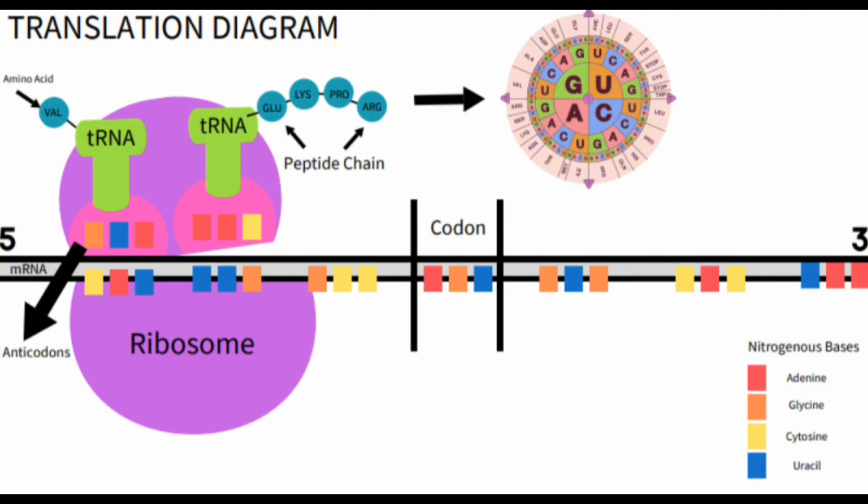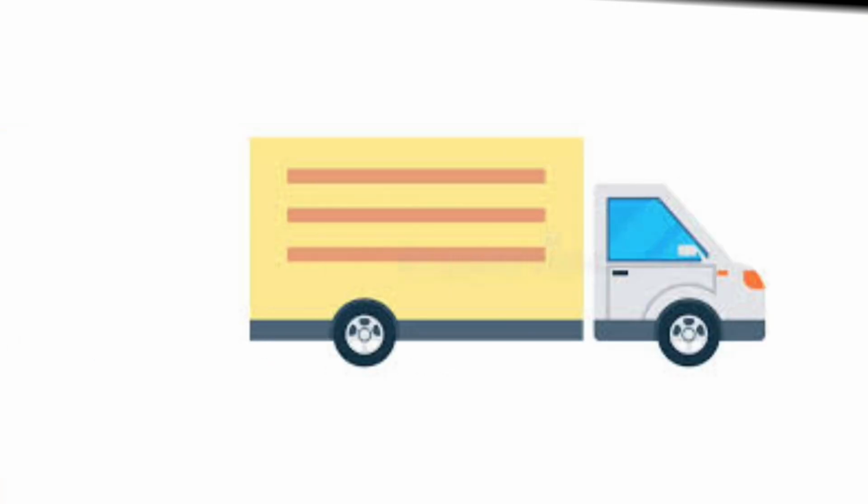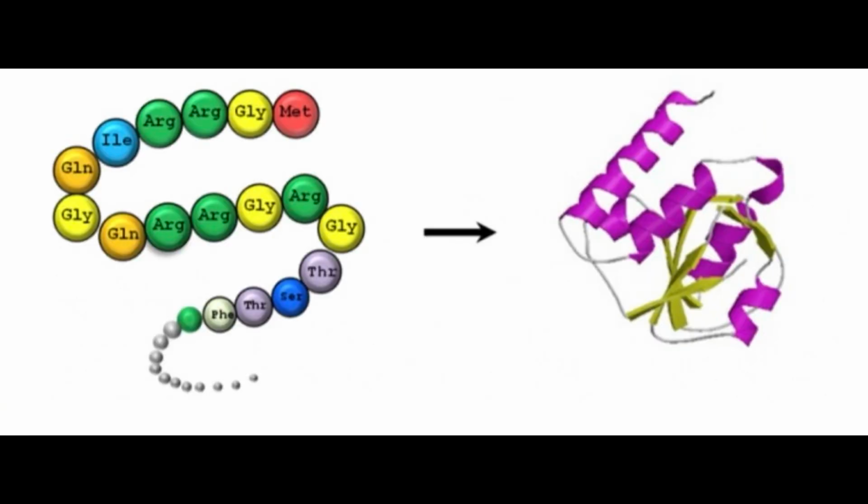But how does the ribosome know which amino acid to add? This is where transfer RNA comes in, or tRNA. Think of tRNA as a delivery truck. It carries amino acids to the ribosome, matching each codon with its corresponding amino acid. At one end, the tRNA has an anticodon, a sequence of 3 bases that complements the codon of the mRNA. At the other end, it carries a specific amino acid. When the correct tRNA finds its matching codon on the mRNA strand, it locks into place like a puzzle piece.